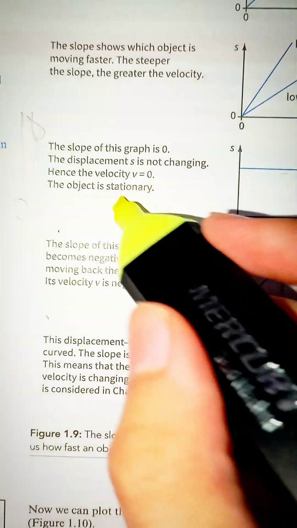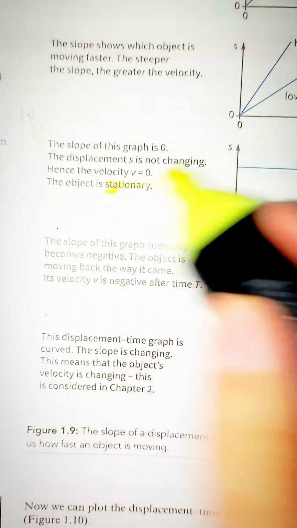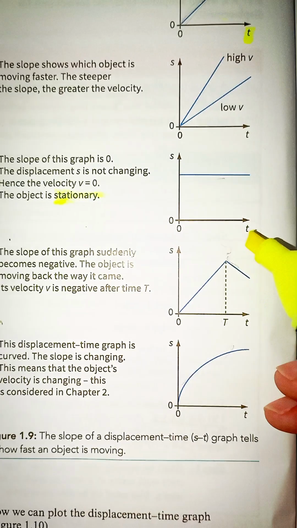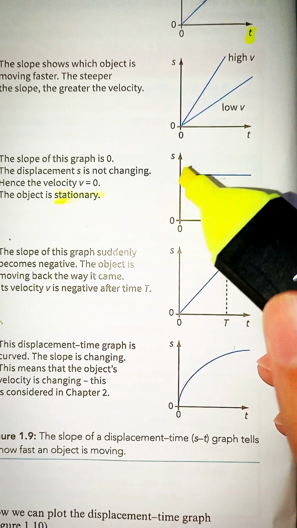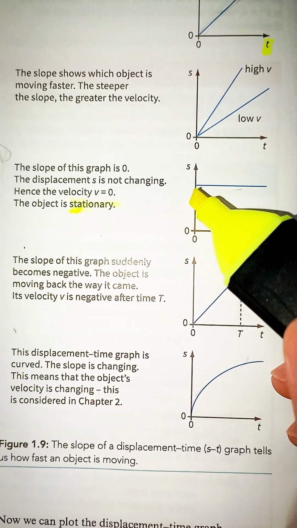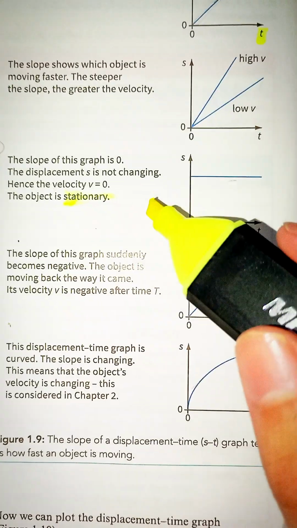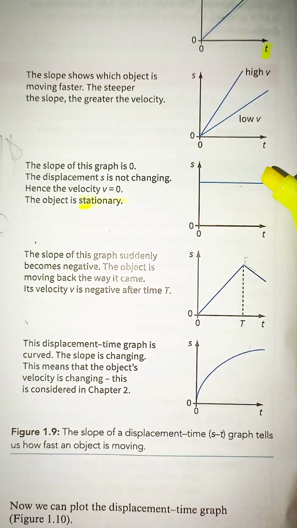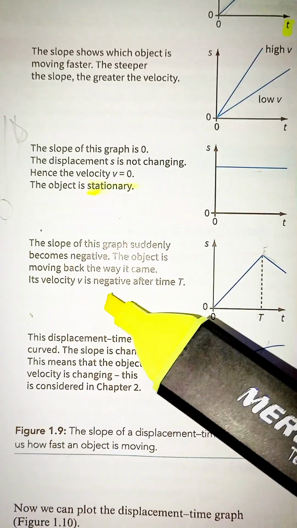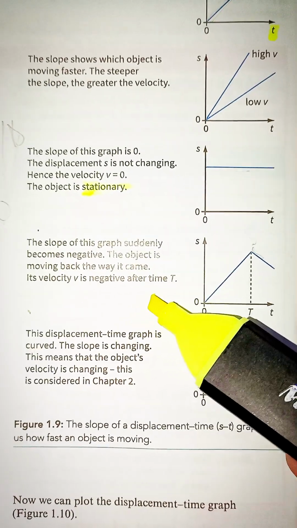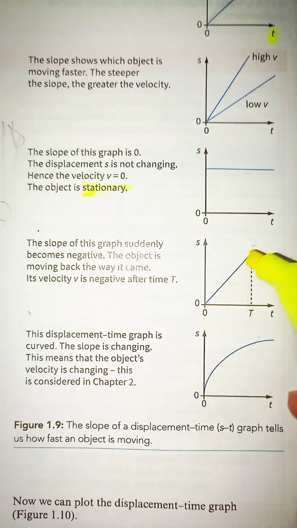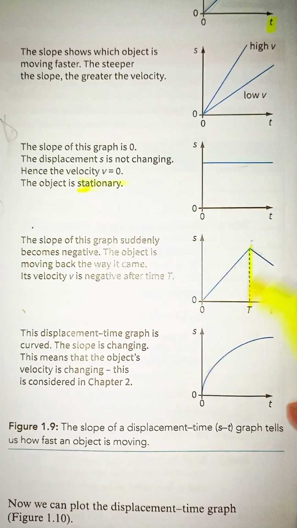If the slope of this graph suddenly becomes negative at time t, you can see that the object, which was moving constantly, is now moving back the way it came; its velocity v is negative after time t. The object was constantly increasing its displacement, and after time period t, it moves back toward the starting position. As you know, velocity is a vector quantity, so when the sign changes from positive to negative, the velocity changes. You can see that after time t, the velocity becomes negative.